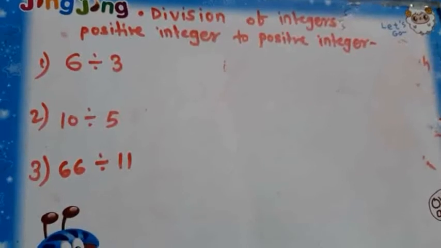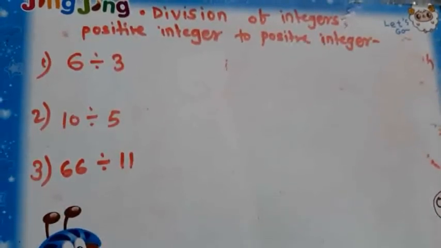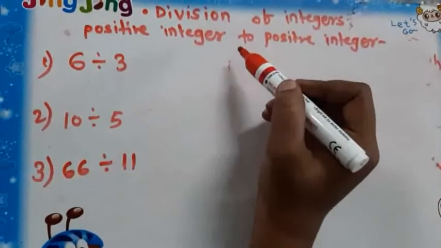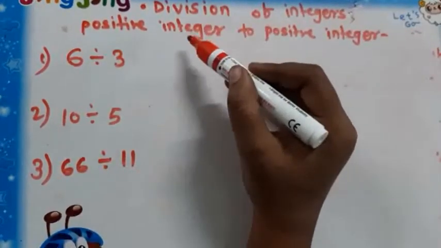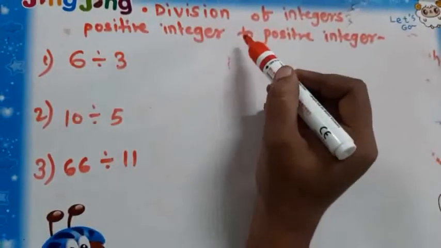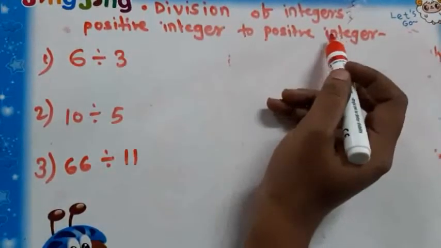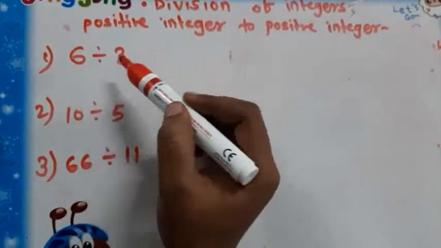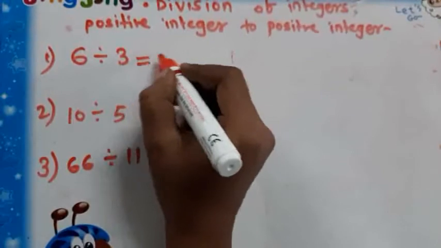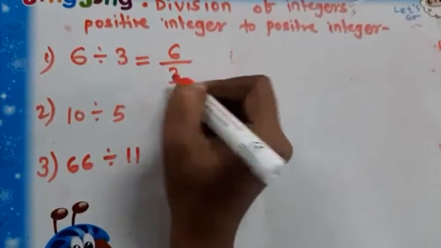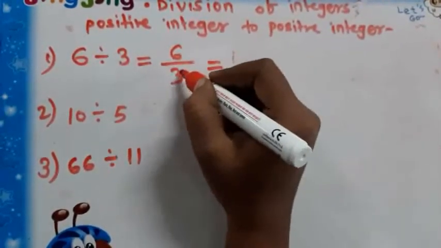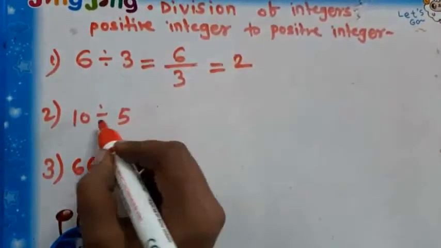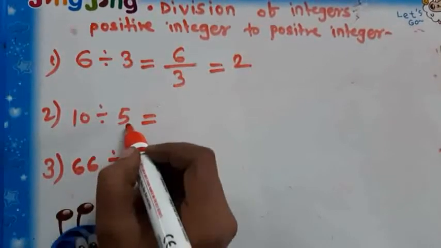Today we are going to start with division of integers. In previous standards you have already learned when a positive integer is divided by a positive integer. For example, we will solve 6 divided by 3. It can be written as 6 divided by 3. So its answer is 2, since 3 ones are 3, 3 twos are 6.